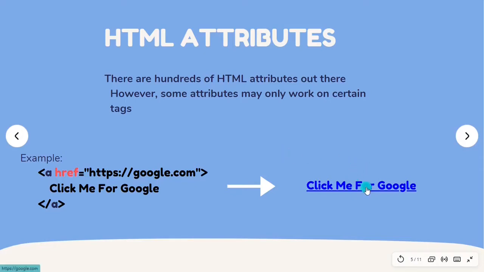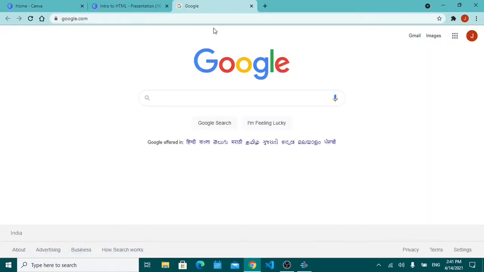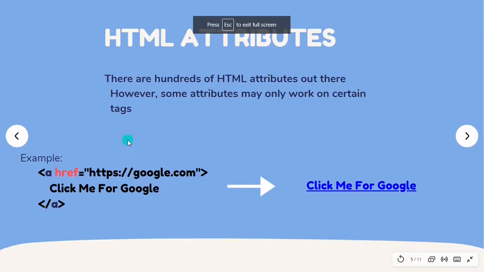So here I've created a link and it goes to google.com, and when I click it, you see that we go to google.com. Obviously I didn't do that using HTML, I just used it in my presentation, but that is how anchor tags work, and that's basically how we'll be using it every single time we need to.